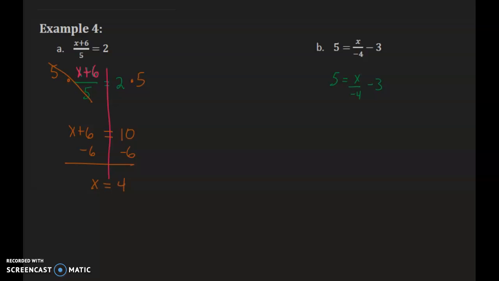So let's look at this problem. This has a fraction, and so the x is tied into this fraction. The negative 3 is not part of the fraction, so we actually want to move it first. So we're going to add the 3 because it's not part of the fraction. That gets us 8 equals x divided by negative 4. Now x is being divided by negative 4, so the inverse of division is multiplying. So we're going to multiply by negative 4 to both sides and get negative 32 equals x, and that's our solution.